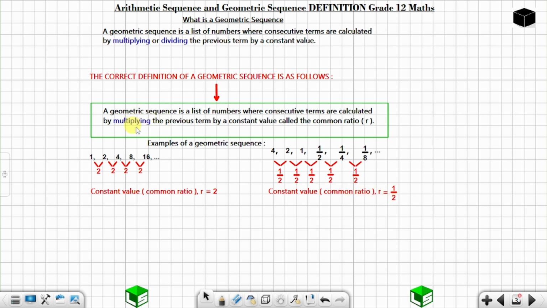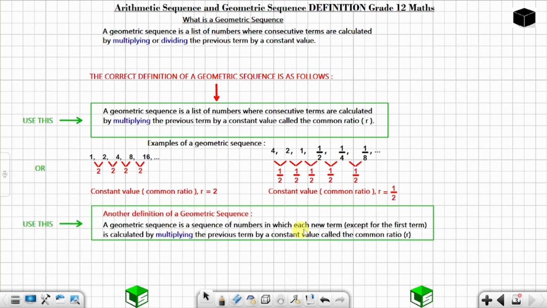So this is the definition to use, or you can use this definition, which says a geometric sequence is a sequence of numbers in which each new term, except for the first term, is calculated by multiplying the previous term by a constant value called the common ratio.